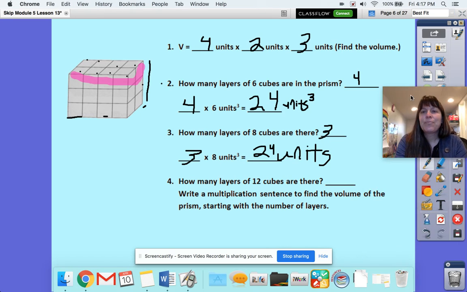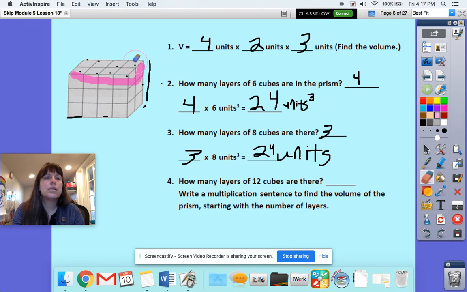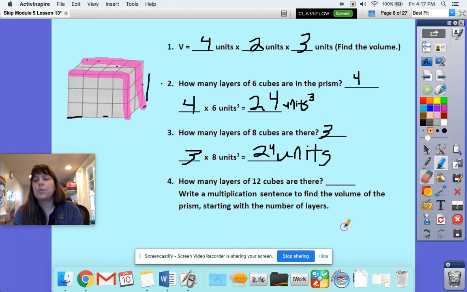Now, finally, how many layers of 12 cubes are there? So how can you look at that and decompose it so that you're looking at 12 cubes? Look at that front face there. That's 3 by 4. You see the array. There's 12. So now you can see this layer is 1, and the back layer makes 2. So there are 2, and write a multiplication sentence to find the volume of the prism, starting with the number of layers.